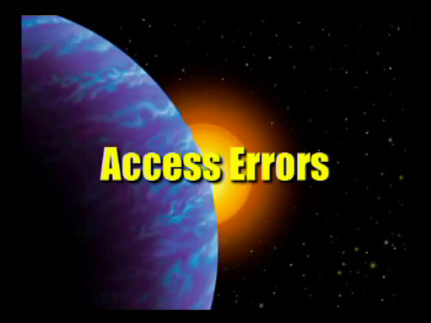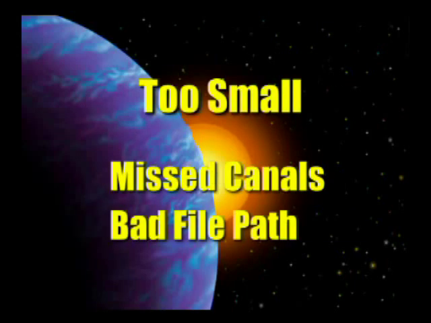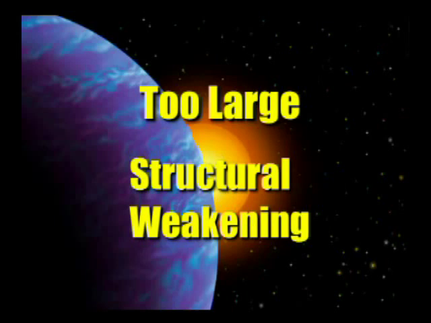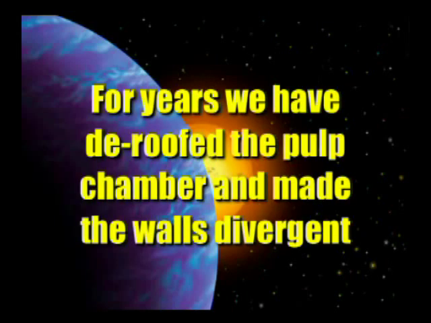A couple of errors that you may make with access. If you make your access too small, you're going to miss canals and you'll have a very bad file path. Too large and you weaken the tooth itself. For years we've been de-roofing the pulp chamber and making the walls divergent and over-enlarging our access openings.